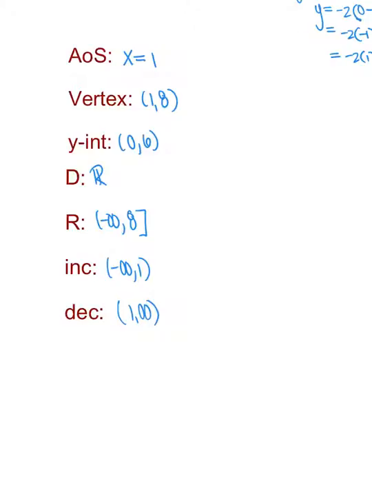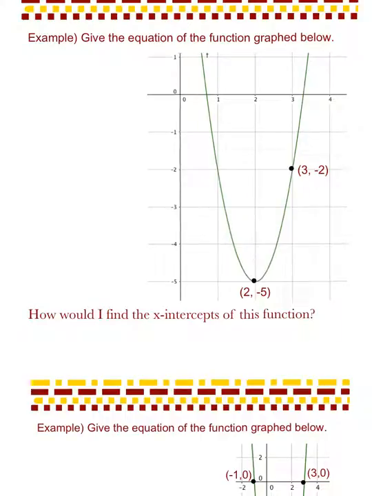Okay, so hopefully you've had plenty of time and now you can check your answers. You should have an axis of symmetry of x equals 1, a vertex of (1, 8), and a y-intercept of (0, 6). We found all of that whenever we were graphing the function. The domain is again all real numbers. The range this time goes from -infinity up to +8. It is increasing from -infinity to 1, and then it is decreasing from 1 to infinity.